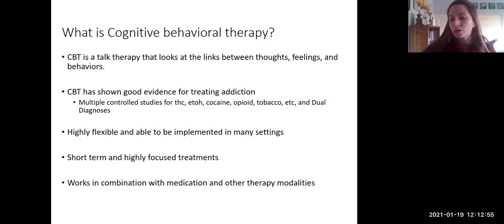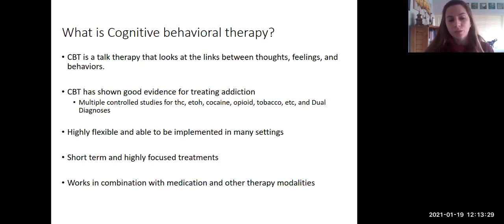That has been shown on numerous controlled trials on multiple substances, so marijuana, alcohol, cocaine, opioids, nicotine, and individuals with a dual diagnosis, so having a comorbid mental health condition as well as a use disorder. And there are a number of CBT protocols that are built for dual populations that can look at, okay, somebody has severe depression and they're also abusing alcohol. How do I treat both at the same time?